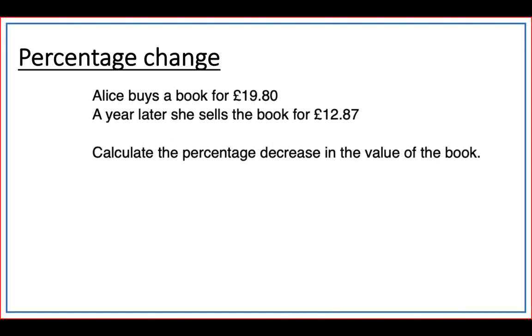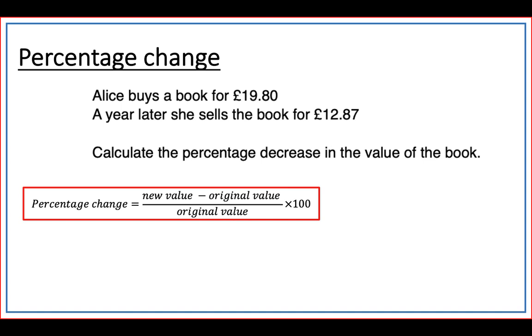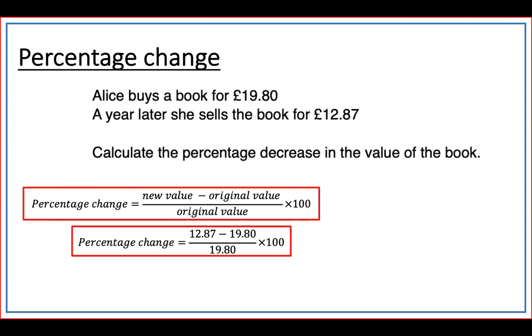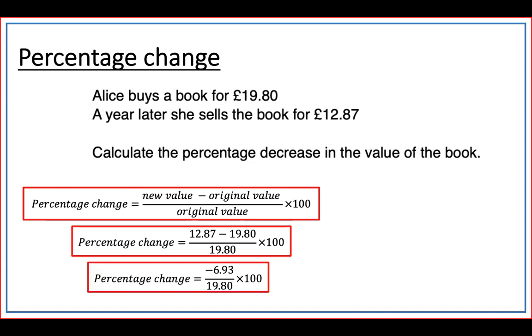Okay, moving on. I'd also like you to copy down this example. So Alice buys a book for £19.80. A year later, she sells the book for £12.87. Calculate the percentage decrease in the value of the book. So this tells us it's a decrease. So same formula. Our new value is £12.87. Our original value, sorry, is £19.80, and then we're dividing again by the original value, which is £19.80, timesing it by 100.